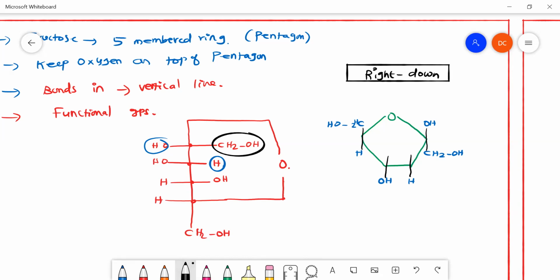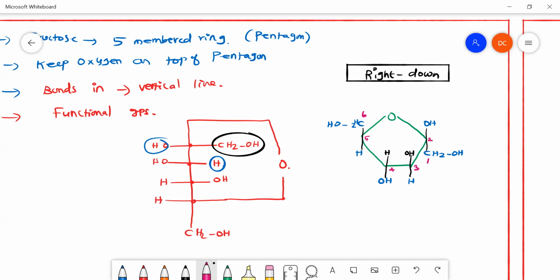And then what about the remaining thing? This is an OH and this is an H. Then this is the first carbon, this is the second carbon, the third carbon, fourth carbon, fifth carbon, and also a sixth carbon. Totally 6 carbons are there, but they can be accommodated in a 5-membered ring, that is fructose. Very, very important. Is that clear, Kana?